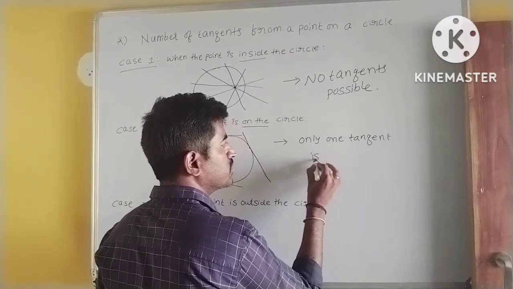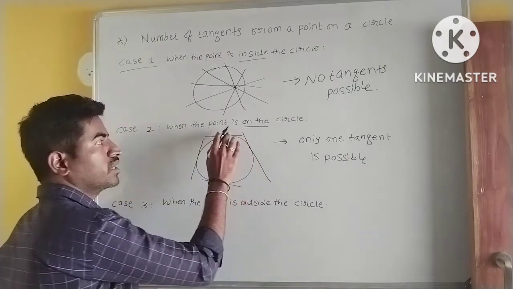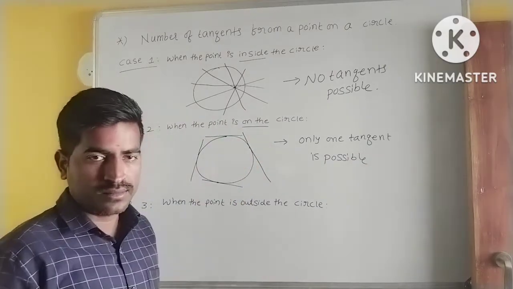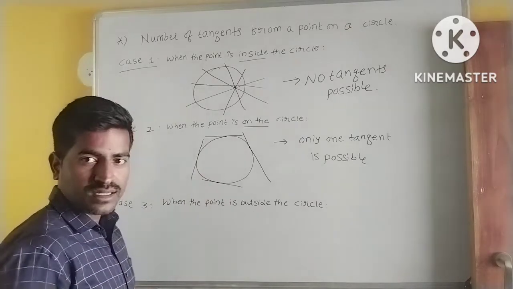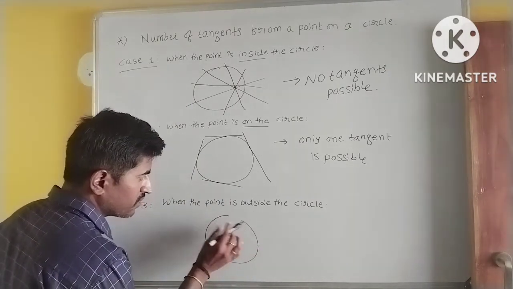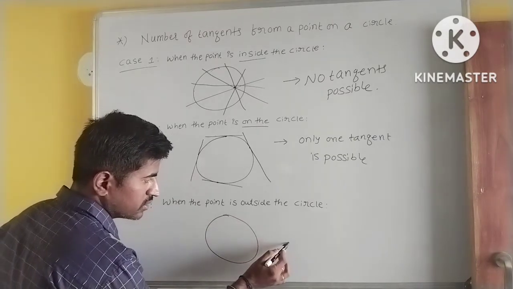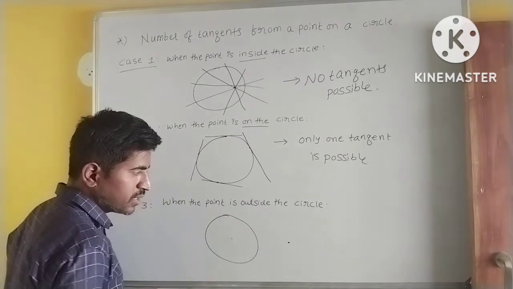Only one tangent is possible when the given point is on the circle, right? In the same way, when the point is outside the circle, how many tangents are possible? Okay, let me consider the point here, which is outside the circle. Then how many tangents are possible?